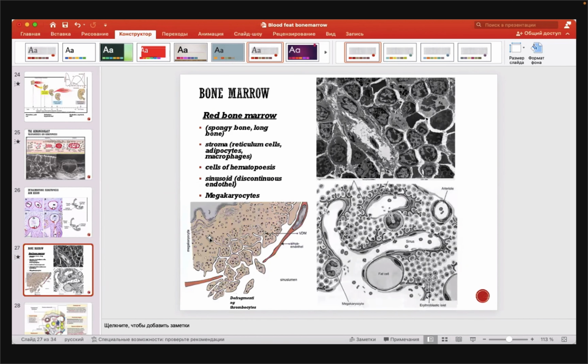Red bone marrow is the primary source of formation of the formed elements, and could be found in the spongy bone and long bone, particularly the stroma, composed of reticular cells, adipocytes, and macrophages.